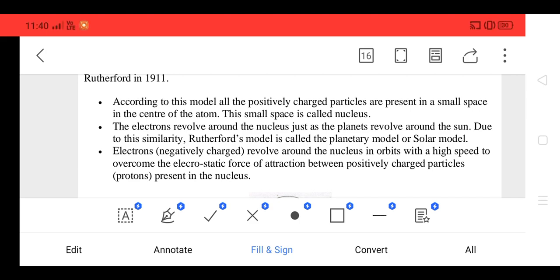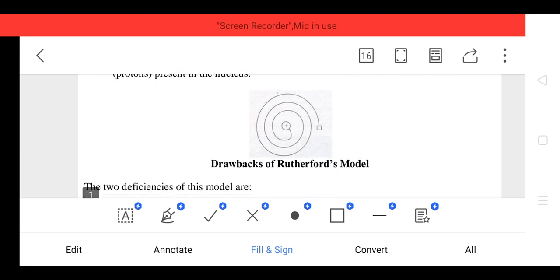Next one is the electrons. These are negatively charged and revolve around the nucleus in orbits with high speed to overcome the electrostatic force of attraction of the positively charged particles which are present inside the nucleus. So this is the diagrammatic representation of Rutherford's model or the planetary model.